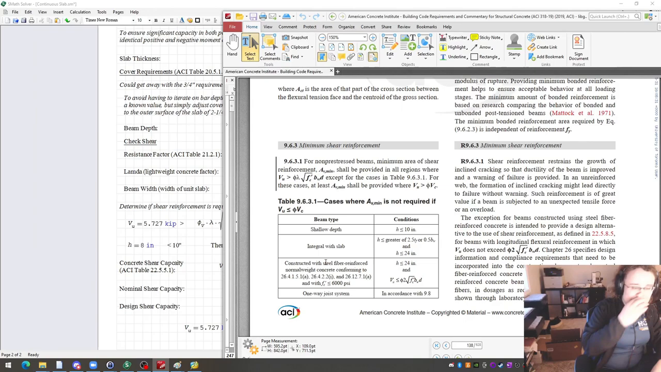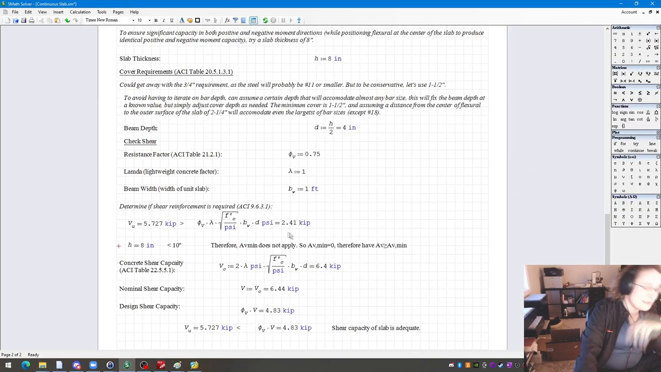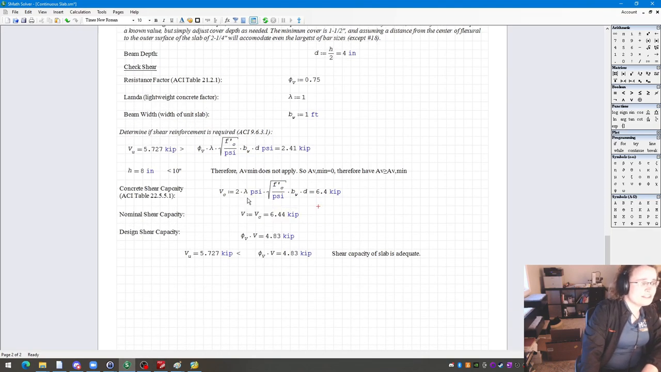But this is a slab that is very shallow, only 8 inches thick. So we actually do meet this less than 10 inch requirement. So the AV min requirement doesn't apply. We don't need shear reinforcement, which is good because it will be very difficult to fit shear stirrups within a regular reinforced concrete slab. Okay, so we can go ahead and get VC.